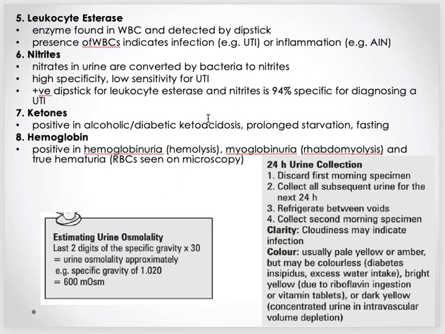Now ketones, I told you it is positive in alcoholics, diabetic ketoacidosis, starvation, and fasting. And hemoglobin, we will go for a urine dipstick, and then we will go for a urine examination, right? So now the important thing which we are going to cover more in this one.